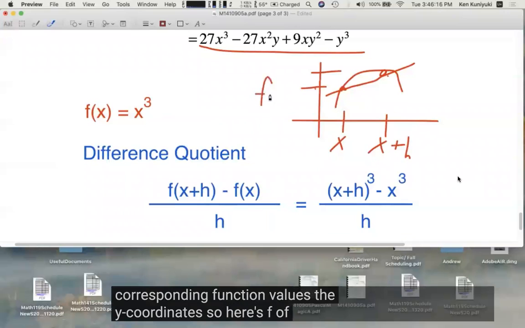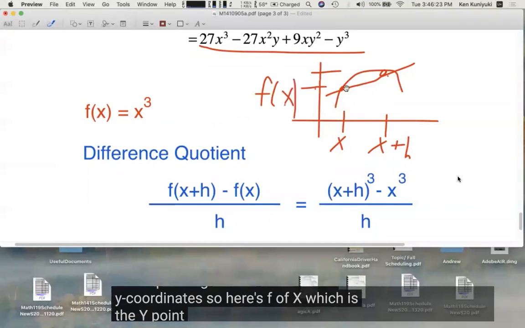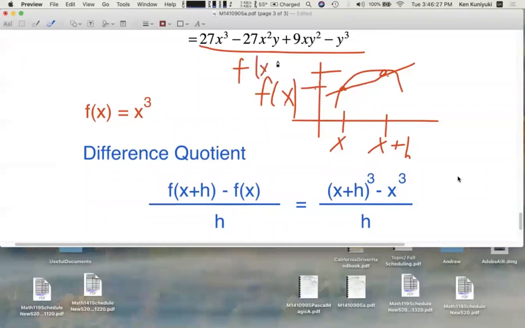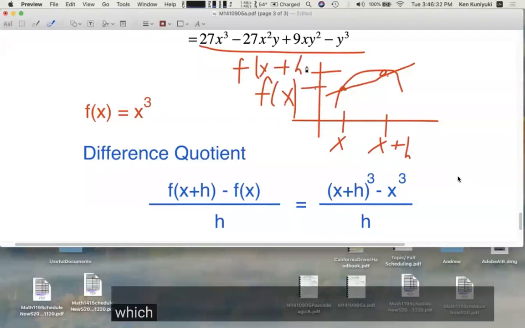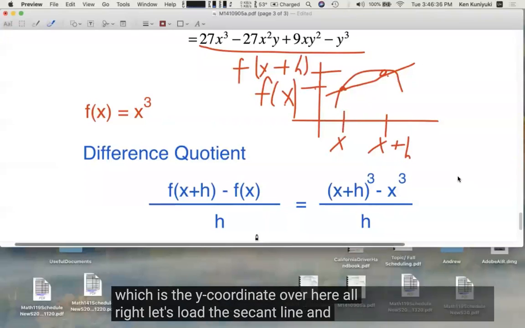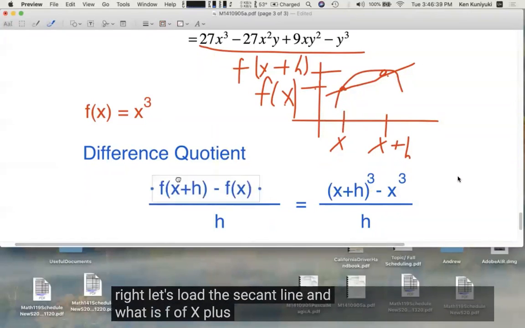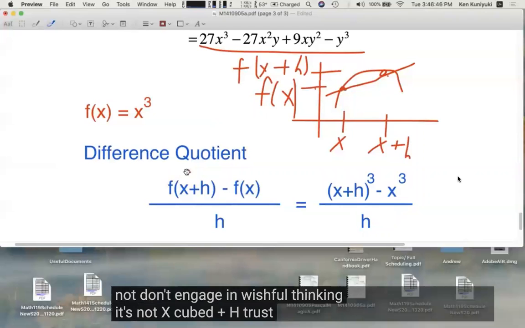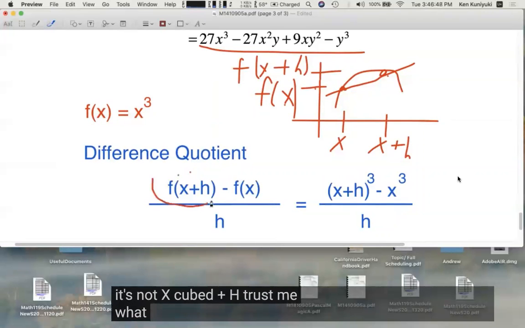So here's f of x, which is the y coordinate over here, and f of x plus h, which is the y coordinate over here. All right, the slope of the secant line. And what is f of x plus h? Be careful. Don't engage in wishful thinking. It's not x cubed plus h. Trust me. What is f of x plus h?